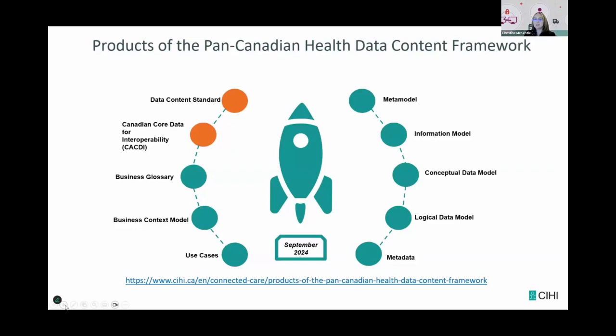And then we take the data from that data content standard and we model it within a common data architecture. And as part of the common data architecture, over to the right, you'll notice the information model, conceptual data model, and logical data model. To help with implementation, we also have supporting documentation, such as the business glossary. We provide use cases, metadata, and a meta model. And then we have a business context model to help provide information about the different resources and influences that are helping in the development of the products of the framework.